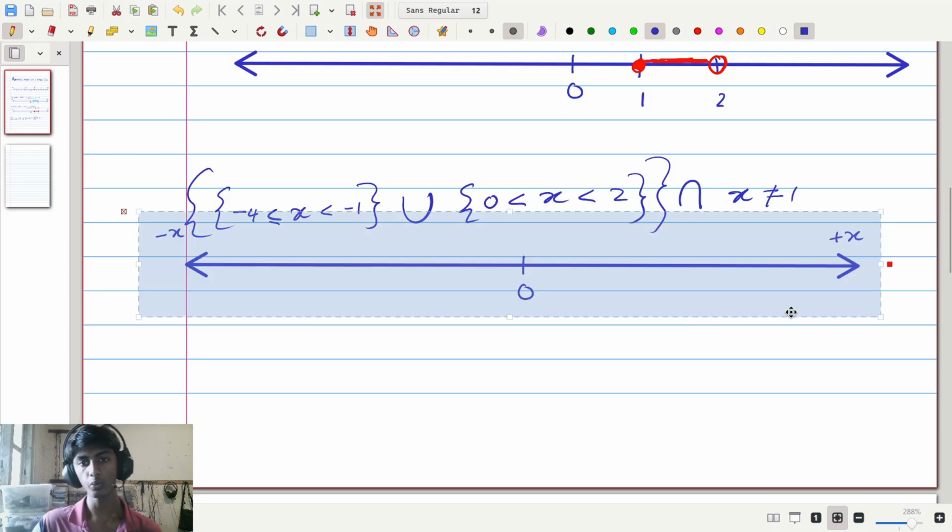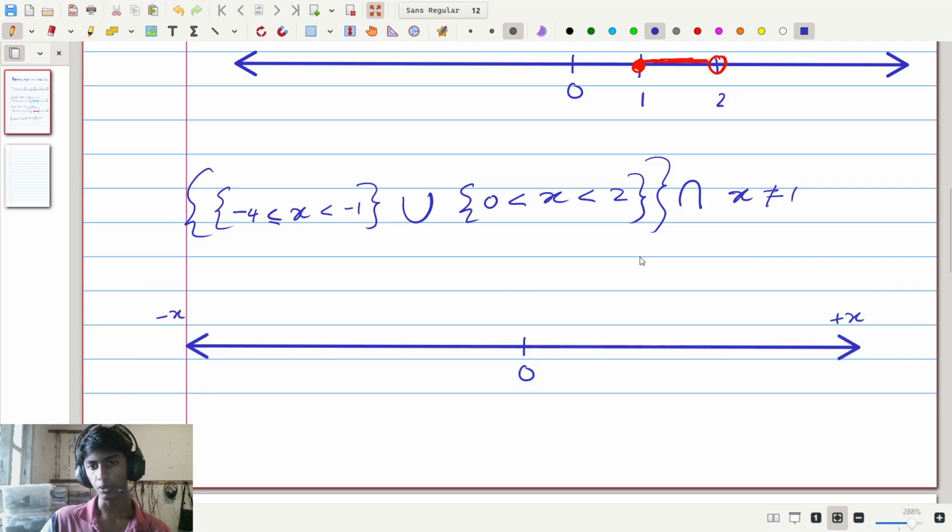To do this, we just need to draw the number line. We'll draw all the points of interest, which in this case are negative 4, negative 1, 0 which is a point of interest but already drawn, 1, and 2.